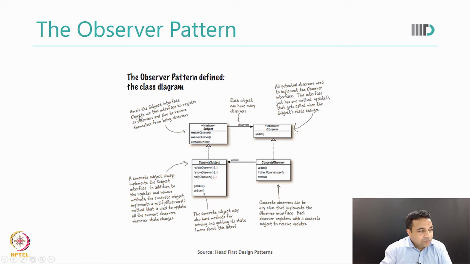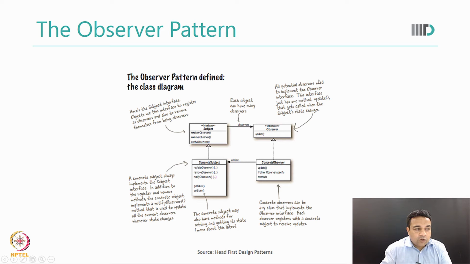So what we need to do is declare a subject interface, and the objects use this interface to register as observers and also to remove themselves from being observers. So there is a subject interface. The observers who want to observe this subject will have to register as observers or remove themselves as observers. The subject must also have something like notify observers so that it can notify all the observers.